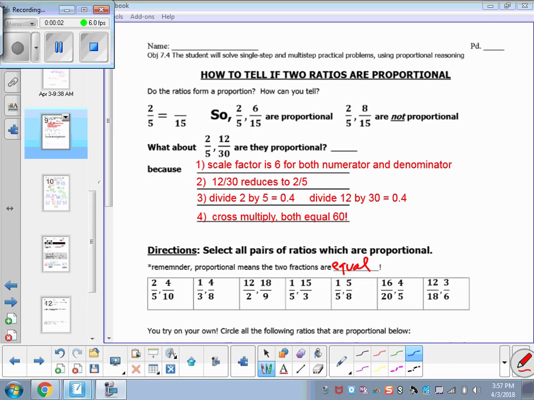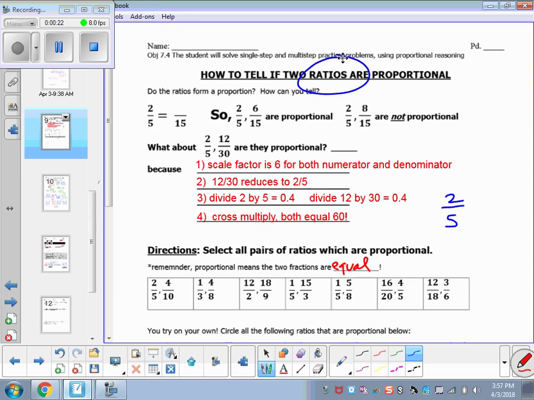All right, so on page 3, what we're doing today is first we're going to start out by figuring out whether or not two ratios are in fact proportional. So let's review real quick what I mean by the word ratio, all right? A ratio compares two quantities. So we're going to start, for example, with 2/5, all right?